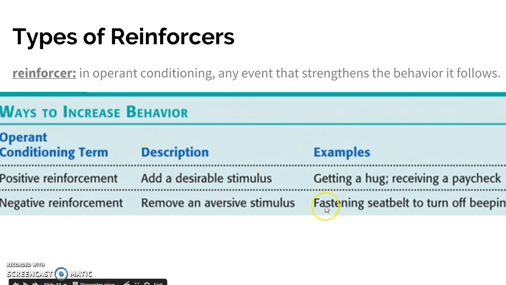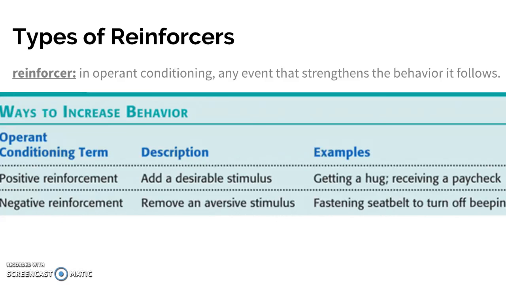the description, and examples. Now, when we're talking about learning, actually in psychology in general, if it says positive, that does not mean good. If it says negative, that does not necessarily mean bad. Positive, think of a plus sign. It means that something is being added to the situation. Think of negative like a negative sign, a minus sign. That means that something is being removed from the situation. It does not mean good or bad.